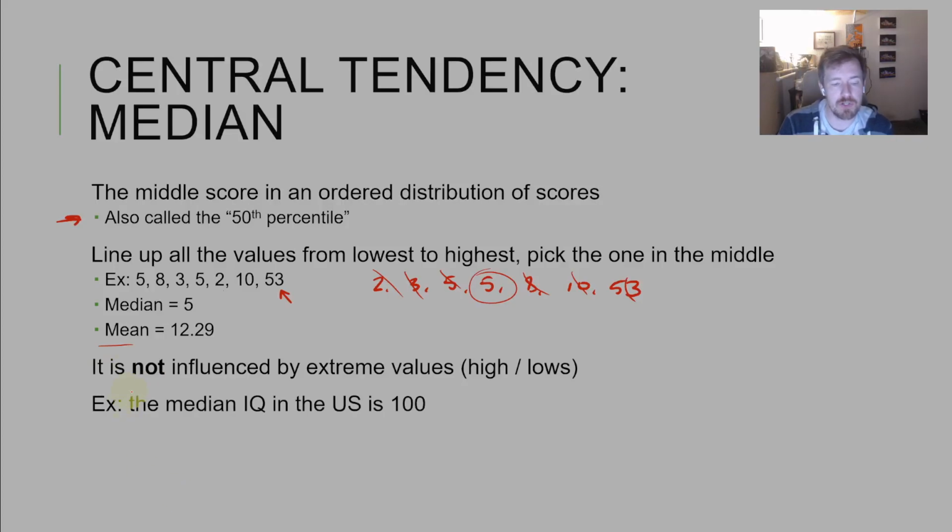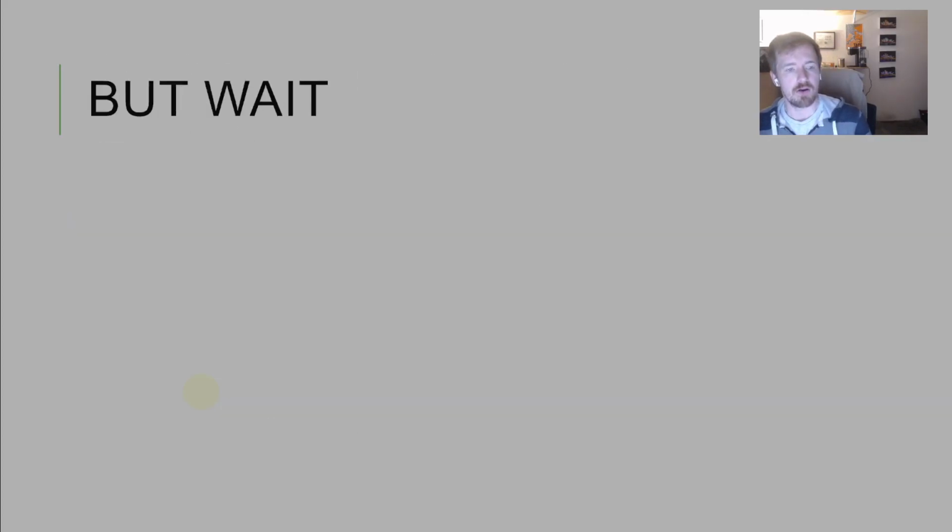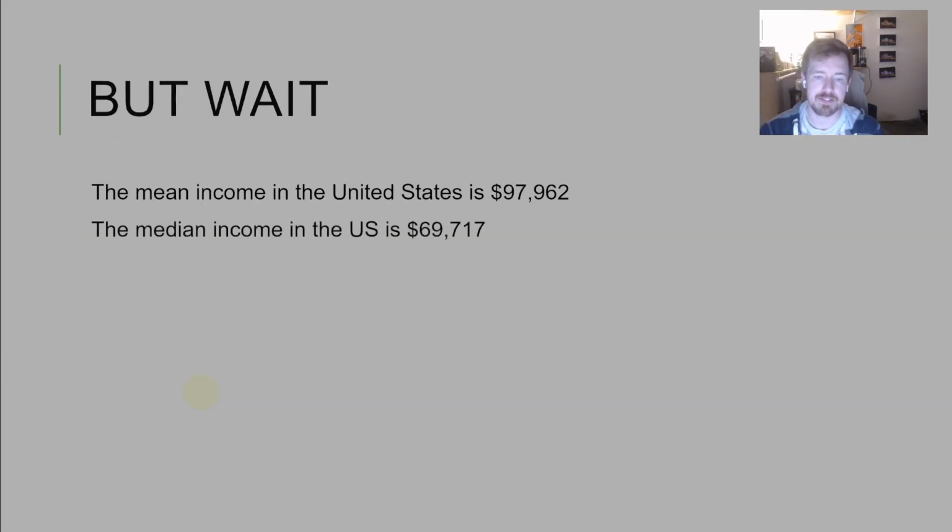Here's another example. When I was talking about IQ earlier, the median is also the 100 in the United States as well, and that's just one of the things that the IQ test is devised to do, so that it's a perfectly symmetrical distribution. So you have the mean and the median as the same value. All right. So wait a second here.